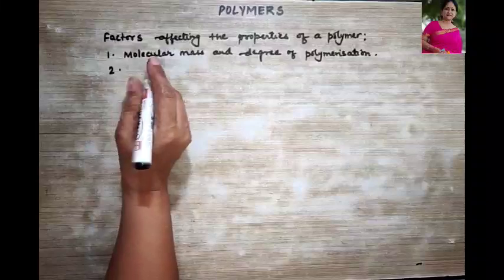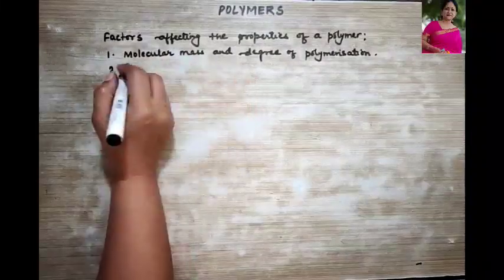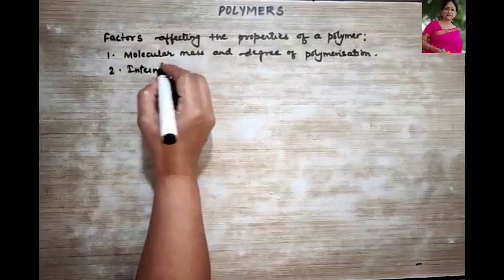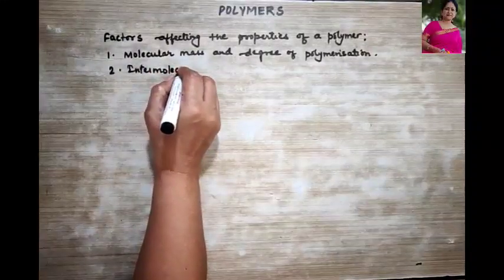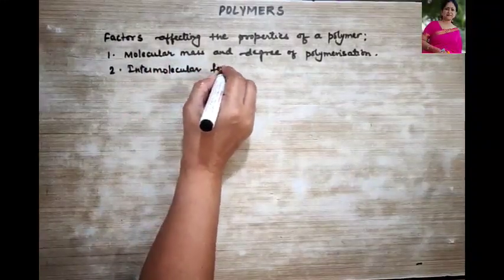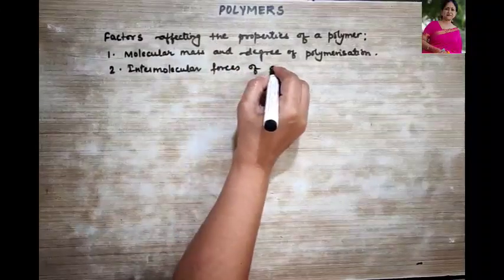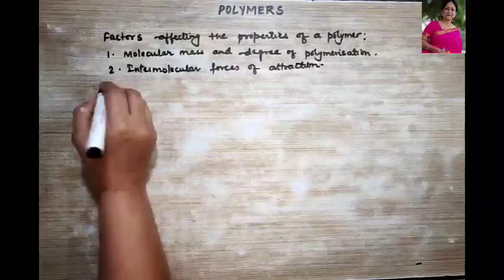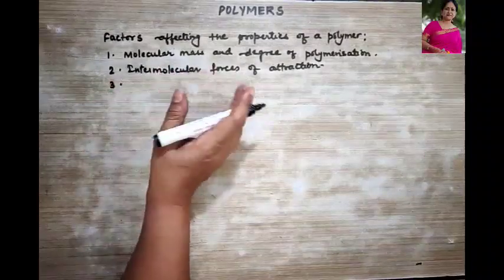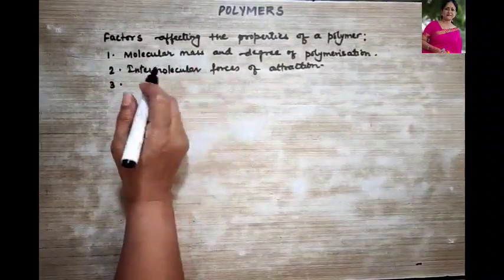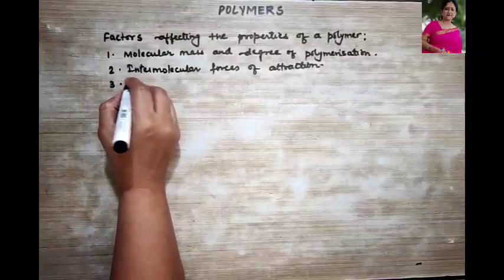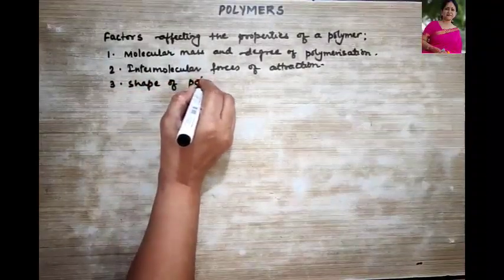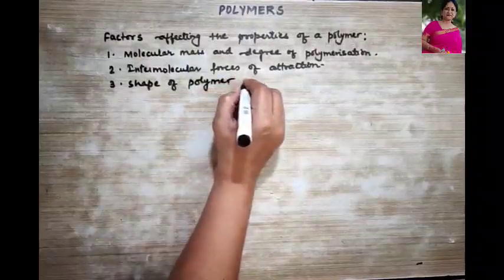Then the second factor could be the intermolecular forces of attraction. We had already studied about them. And then even the shape of the polymer molecule affects the properties of the polymer.